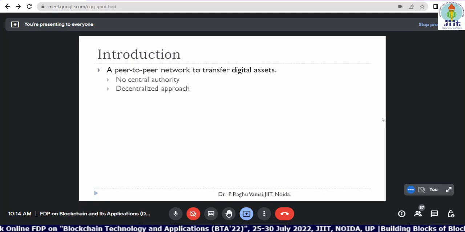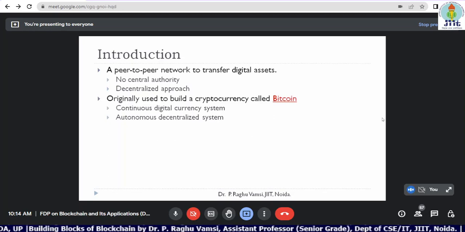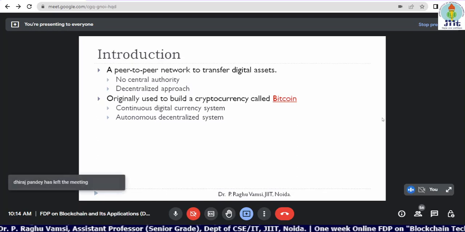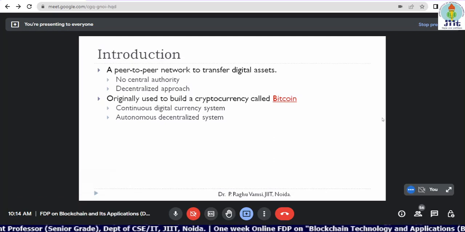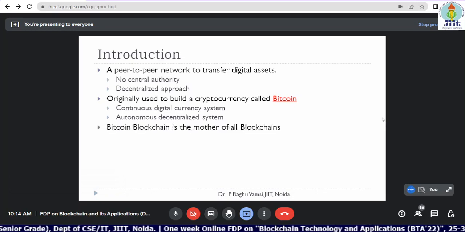A blockchain is a peer-to-peer network to transfer digital assets. In this blockchain, we don't have any central authority, and the entire network is completely decentralized. The participants in this particular network will communicate with one another in a peer-to-peer fashion. Originally, this concept of blockchain was obtained and used especially in the first cryptocurrency called Bitcoin. This Bitcoin is a continuous digital currency system, an autonomous decentralized system. So that is the reason the Bitcoin blockchain is considered the mother of all blockchains.